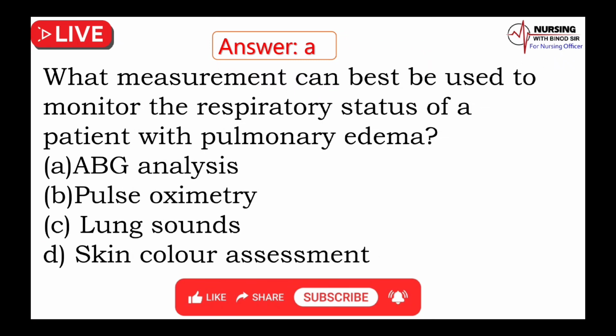PaO2 measures how well oxygen is being transferred into the blood. Carbon dioxide levels: PaCO2 indicates how well the lungs are removing CO2. pH levels determine if the patient is in respiratory or metabolic acidosis or alkalosis. ABG analysis helps guide treatment decisions, especially in severe cases where oxygenation or ventilation is compromised.